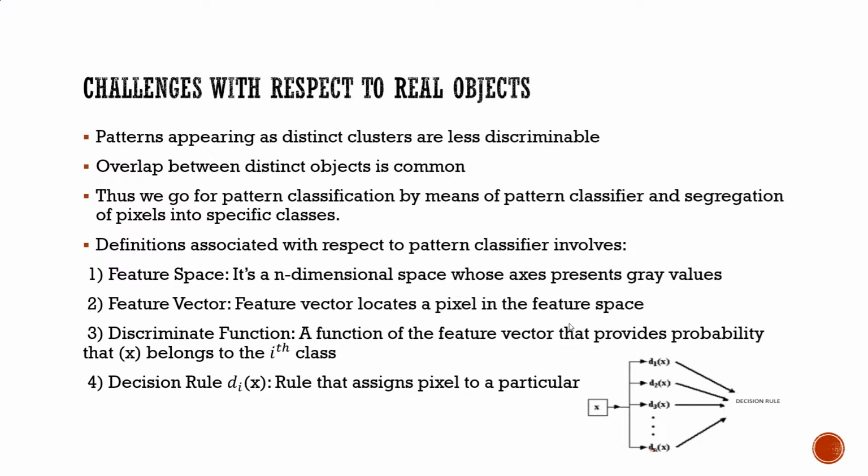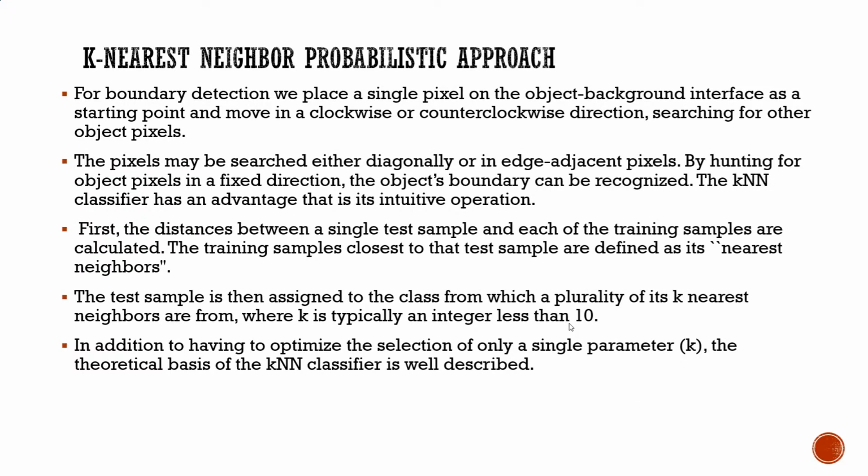Definitions associated with pattern classifiers involve the feature space, which is an n-dimensional space whose axes represent gray values. Feature vector: a feature vector locates a pixel in the feature space. Discriminant function: a function of the feature vector that provides the probability that the pixel X belongs to a particular class, say I. And the decision rule is a rule that assigns a pixel to a particular class. We use the k-nearest neighbor probabilistic approach.